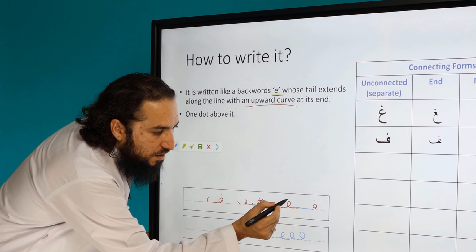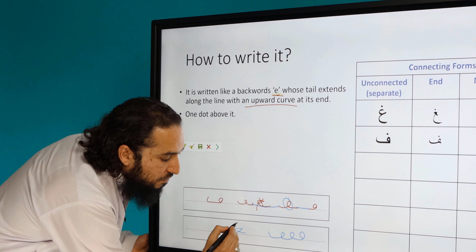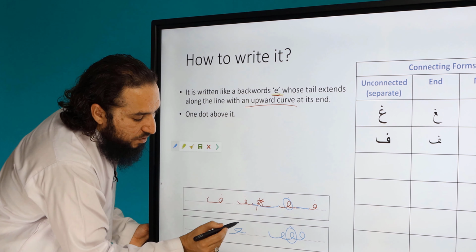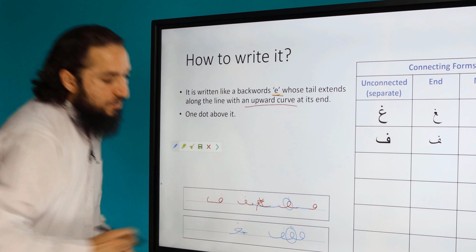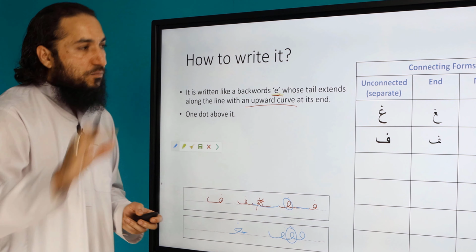If you see, this one is round and ghain is like this. Okay, ghain. Can you see the difference? So this one is round and this one is not round, it's a different shape. So you have to remember those differences when we see the practical examples.